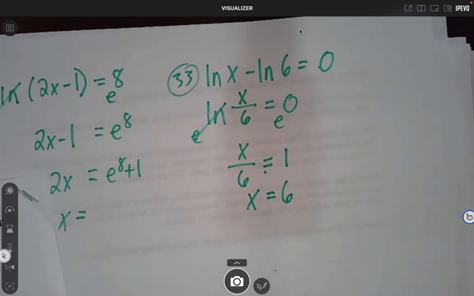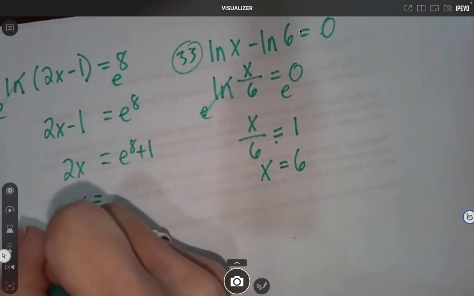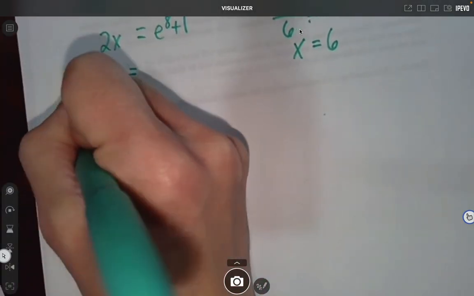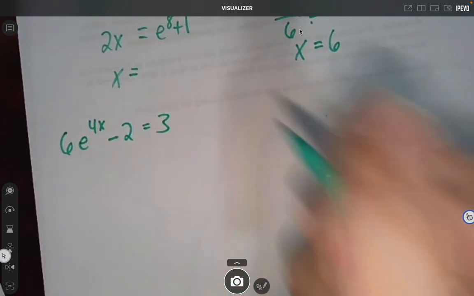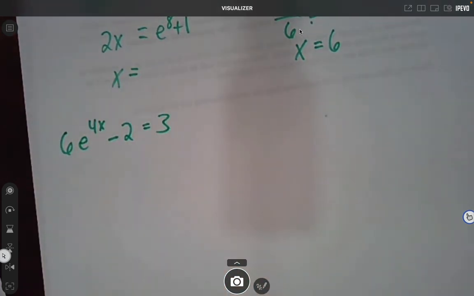Okay? Do we have time to go over both of them? Yes, ma'am. Okay. 34. 6e to the 4x minus 2 equals 3. We've got to get this e by itself. Okay? Just divide by 6. Well, in a second, what would we do first, though? Not divide by 6, but add 2.